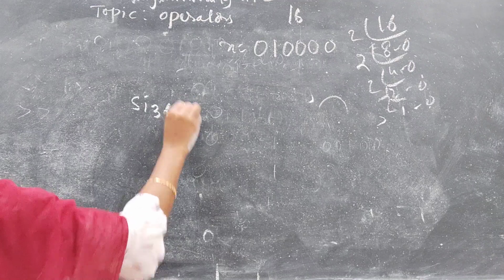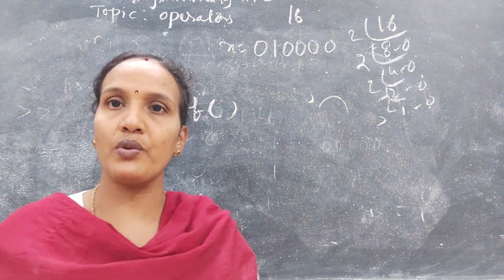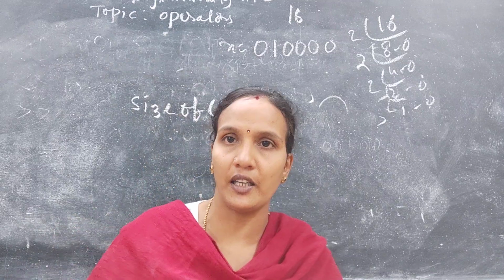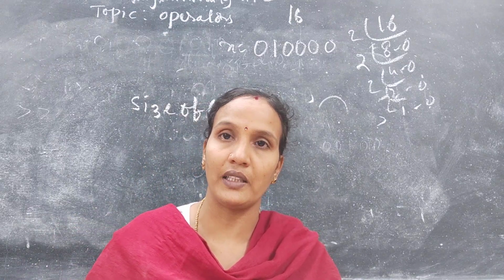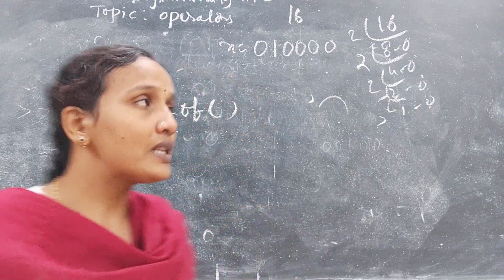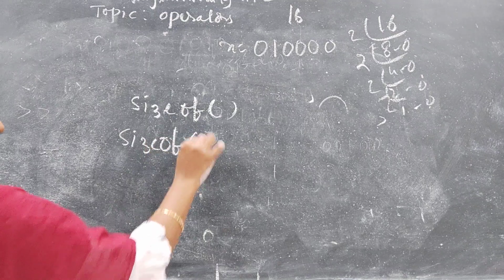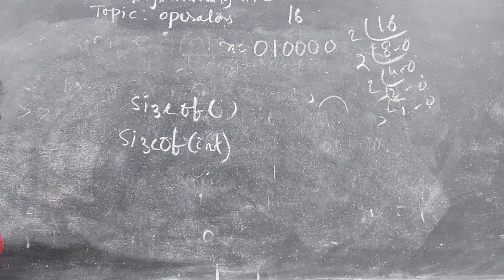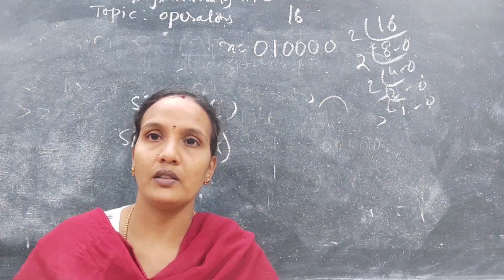Sizeof means, for example, we have int, float, character, string. These different data types we have. So if you want to find out the size of a data type, then we use the sizeof operator like this. Sizeof int, for example, we will get 2 bytes. Okay, so this is about operators.